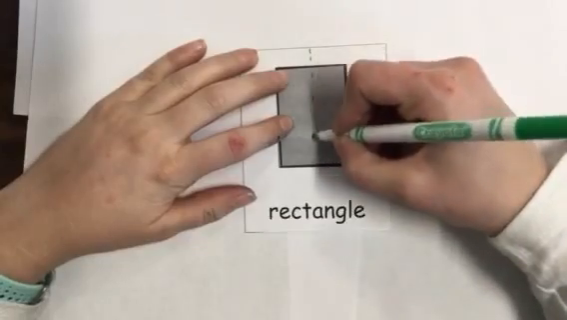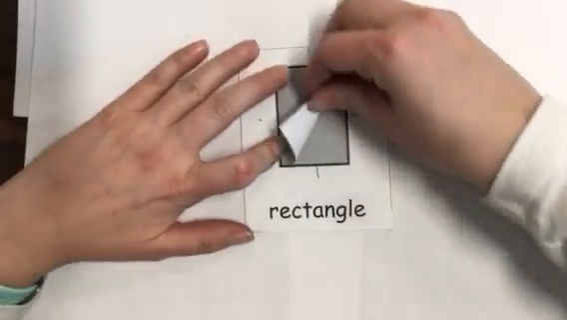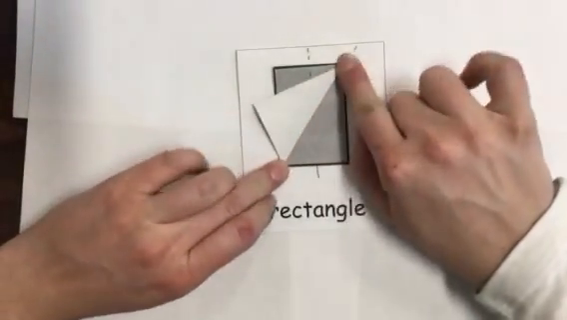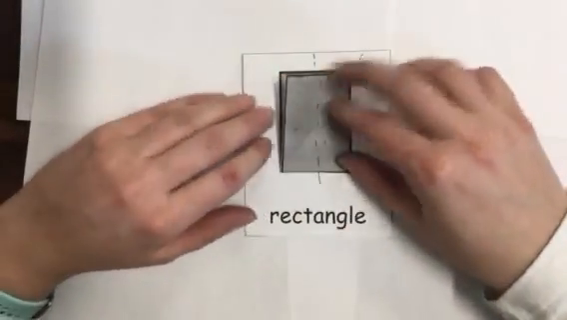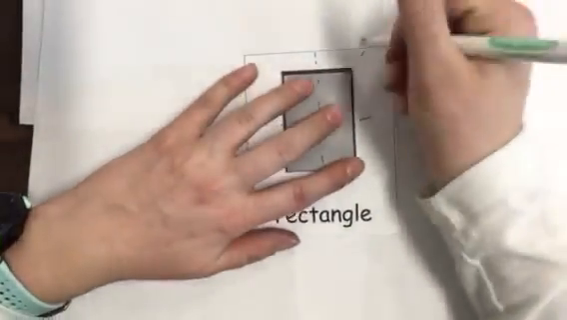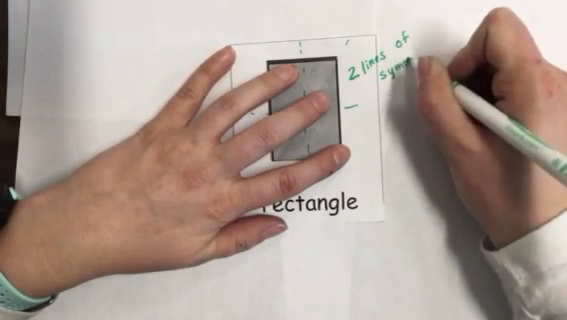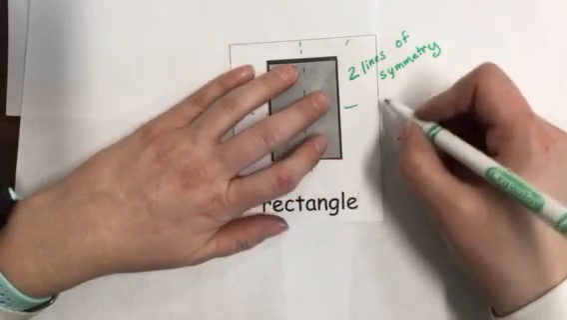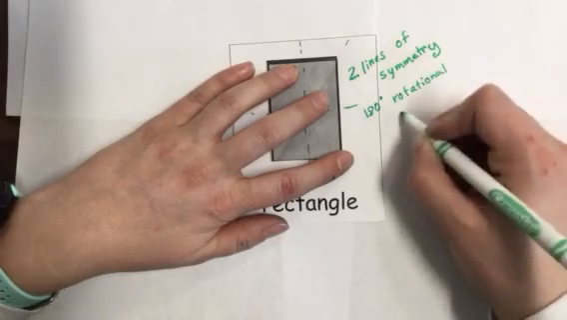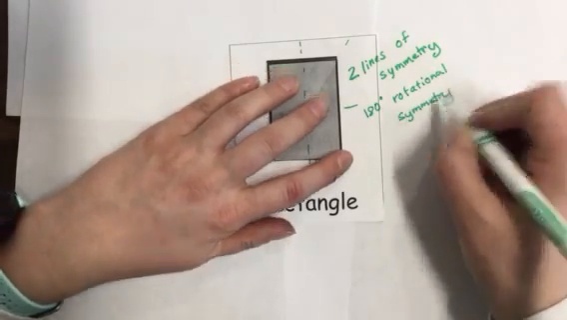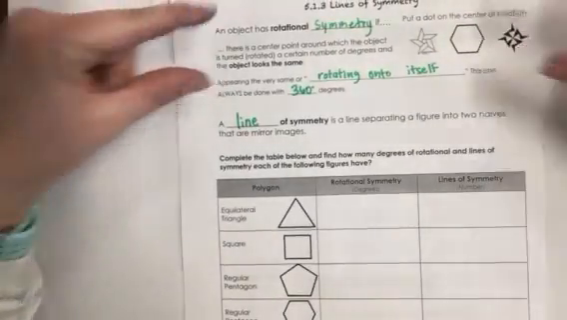You can go through side to side, side to side. Can you do the diagonals? Let's just double check before I write those in. Oh, if you do the diagonals, it does not perfectly overlap. So a rectangle only has symmetry through the sides. So it has 2 lines of symmetry. And then it has 180 degree rotational symmetry.